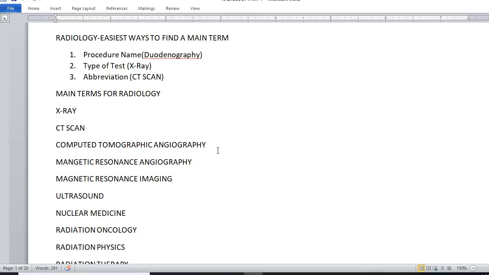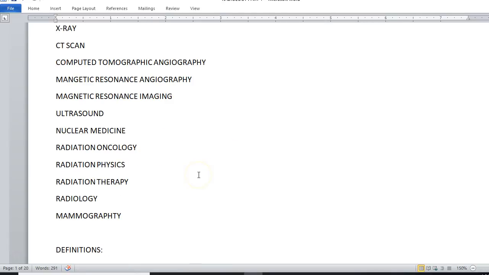Again, in radiology part 2, we're going to pick up with ultrasound. We're going to talk about nuclear medicine. We're going to talk about all the differences between radiation oncology, radiation physics, radiation therapy. But you can also look up things under the general term radiology. And in radiology part 2, we also talk about mammography as well.